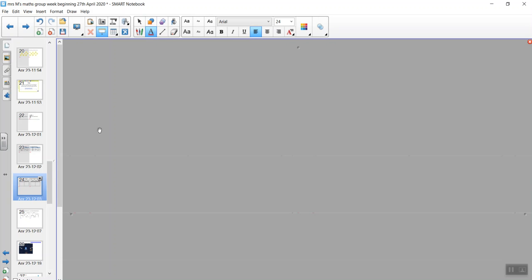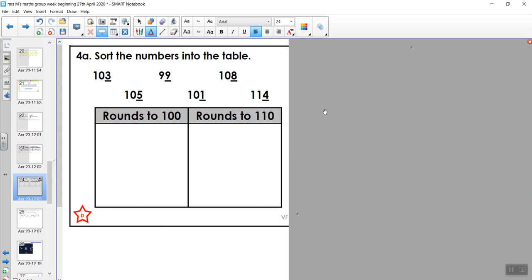Here's our next job. We're going to sort the numbers to numbers that round to 100 or numbers that round to 110. Pause the video and try for yourself.